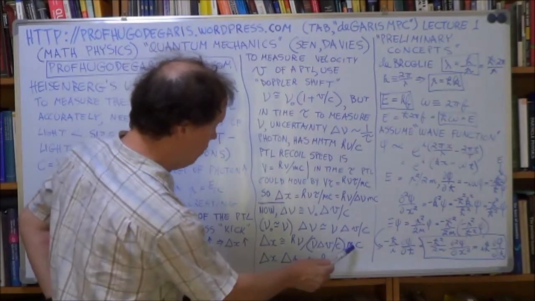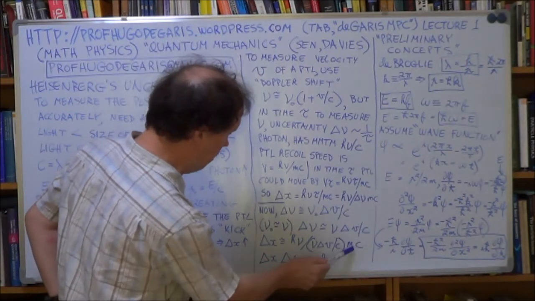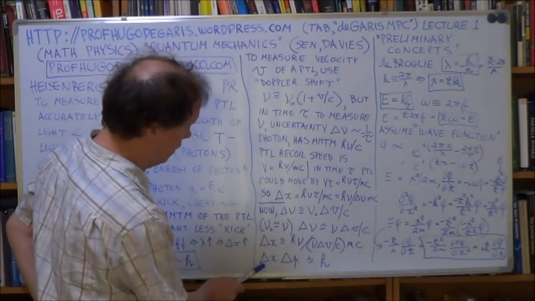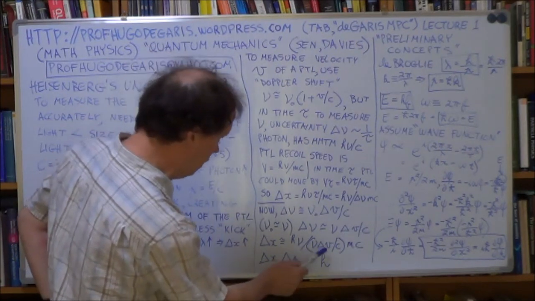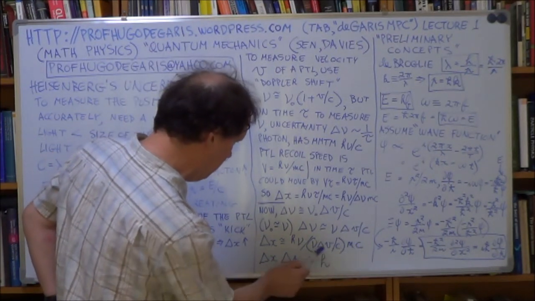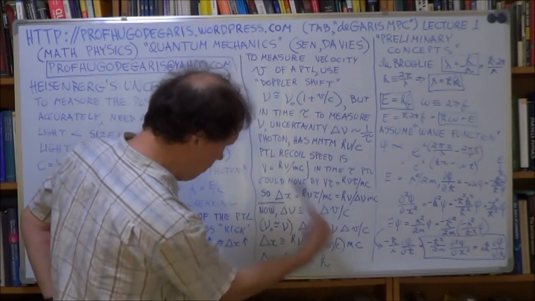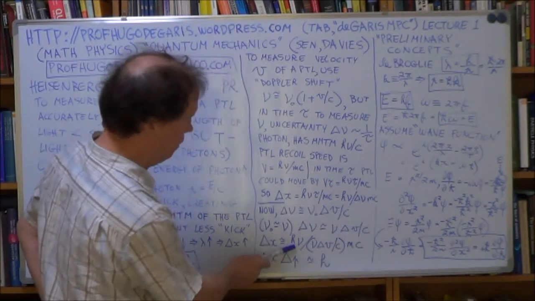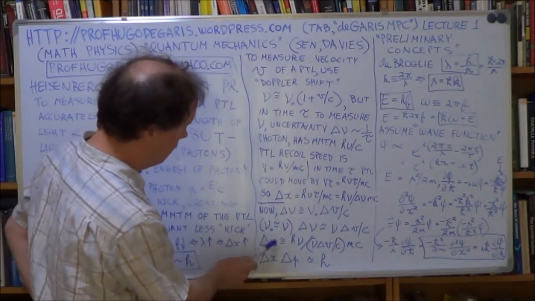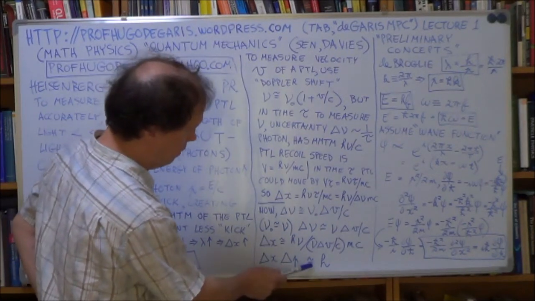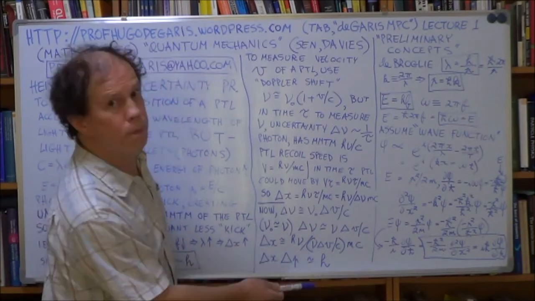Right? So you bring delta v and m over to the left-hand side, and you get delta x, delta p, and what are you left with then? The c's have gone, these frequencies have gone, the delta v and m's been brought over, so all you're left with is h. Okay? And therefore, delta x, delta p is roughly equal to h.